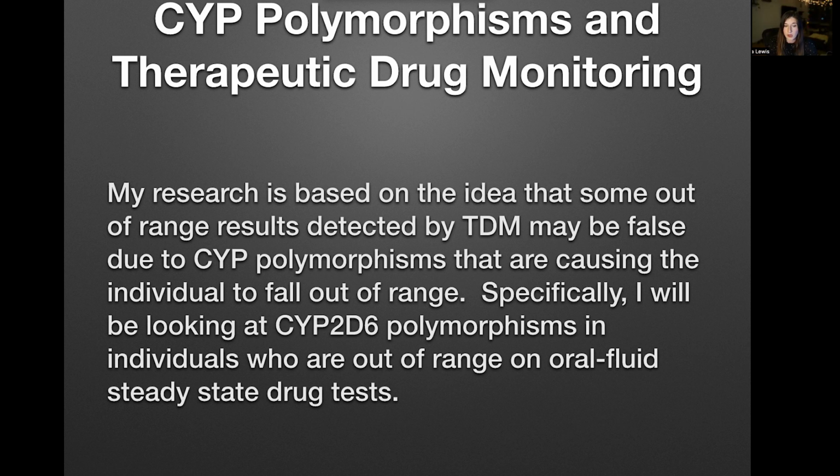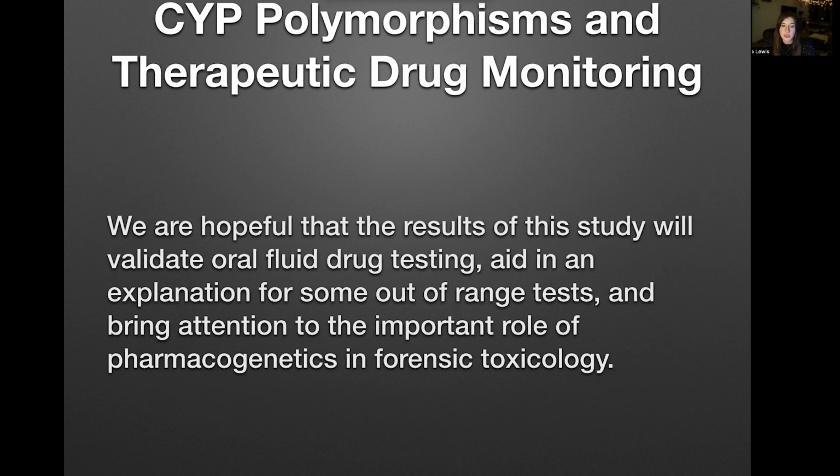What we want to look at is they've had thousands of people take this drug test, and some of them are perfect, they're in range, some of them are out of range because they're too high, some of them are out of range because they're too low. And every once in a while, you'll have people who are like, I swear I'm taking this drug as I should. I don't know why this is happening. And there can be some pretty strict consequences for people who are found to be abusing therapeutic drug monitoring. So we're hopeful that the results of this study will validate the oral fluid drug testing program and aid in the explanation for some out of range tests, and also bring importance to the role of pharmacogenetics in forensic toxicology.